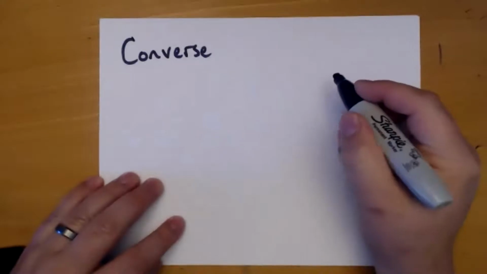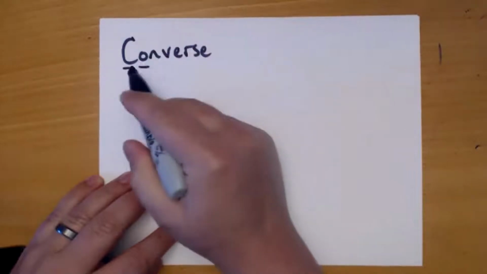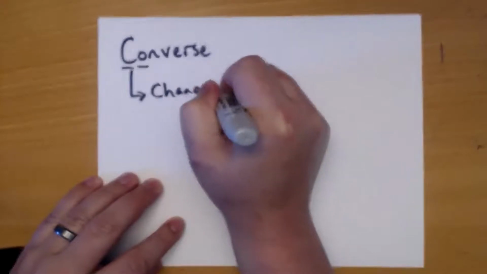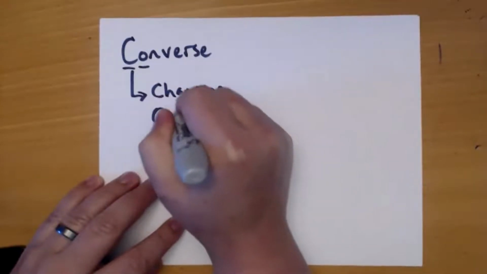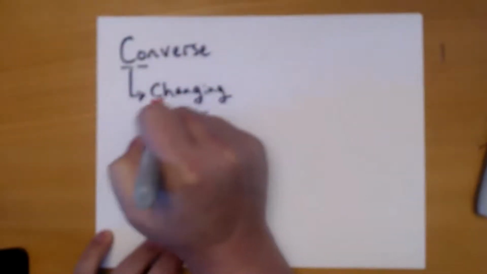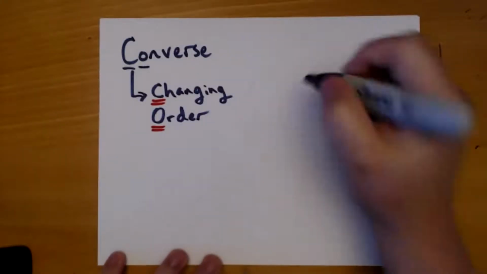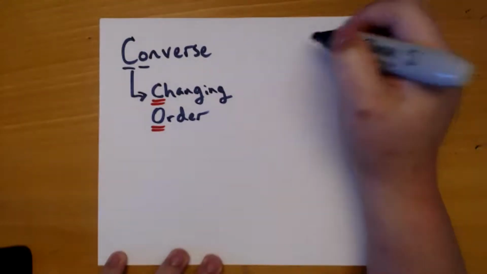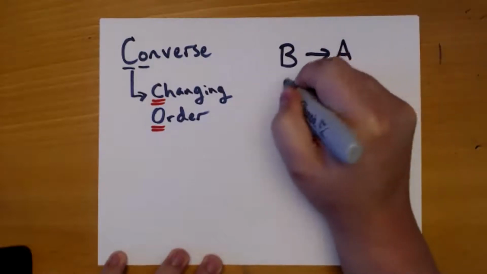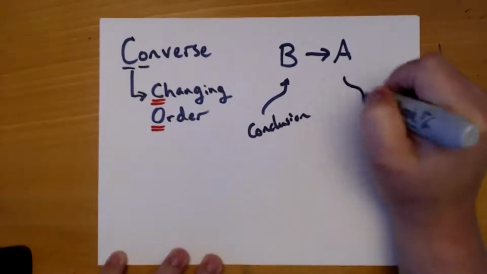In the converse, we change the order. I want you to notice that the CO of converse tells you that you are changing order. That's kind of like a little mnemonic to help you remember it. Converse changes order. So in this case, we would start off with A goes to B, and we would have B goes to A. So where the conclusion leads to the hypothesis.